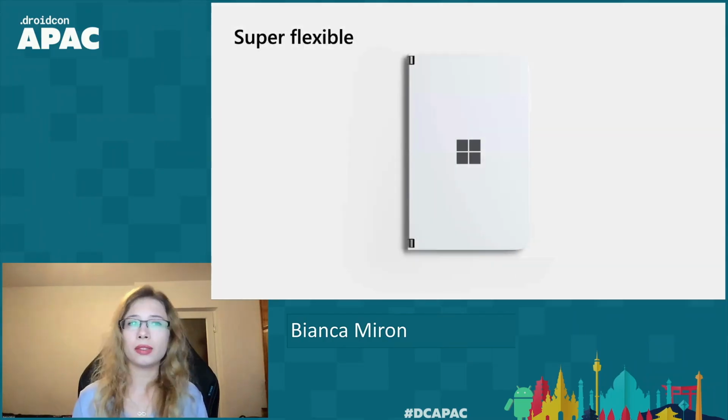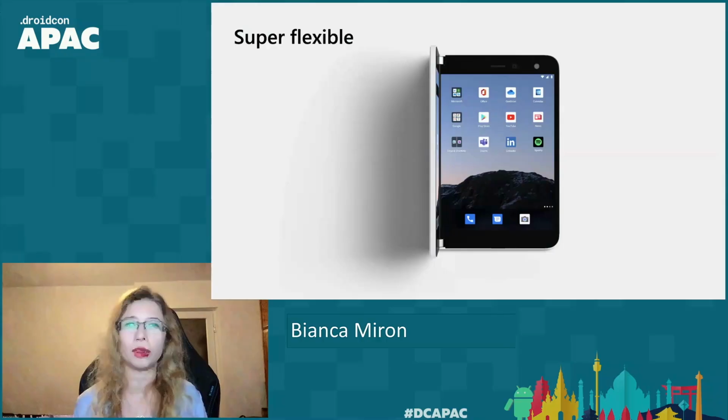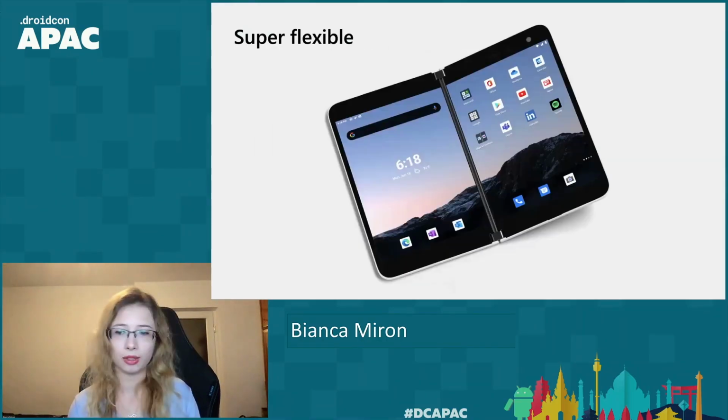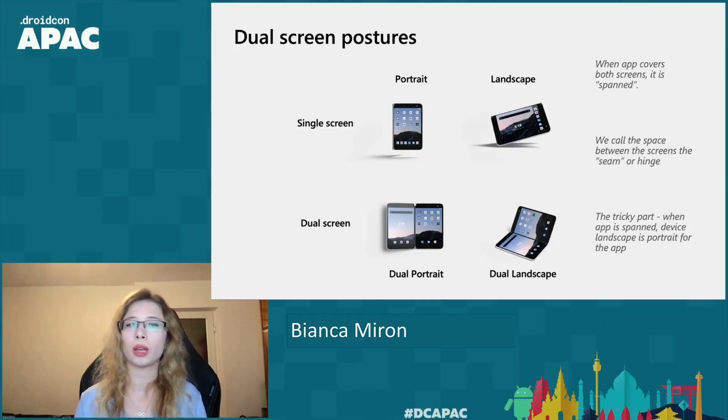The dual screen foldable devices are super flexible. For example, the Surface Duo is going from 0 degrees to 360. You can also get this value in case you want to do some creative stuff with it. So thanks to its flexibility, we also have multiple postures. So beside the portrait and landscape orientations, we also have dual portrait and dual landscape.